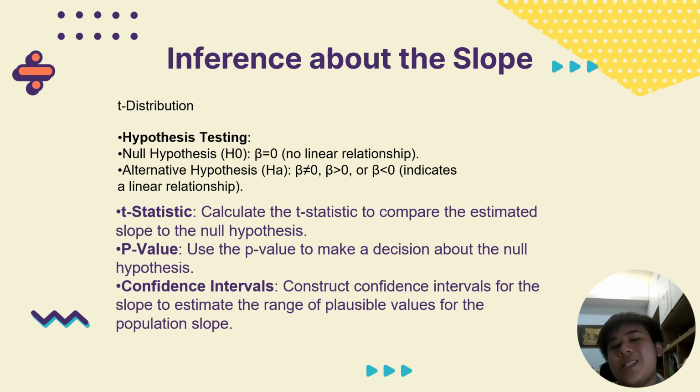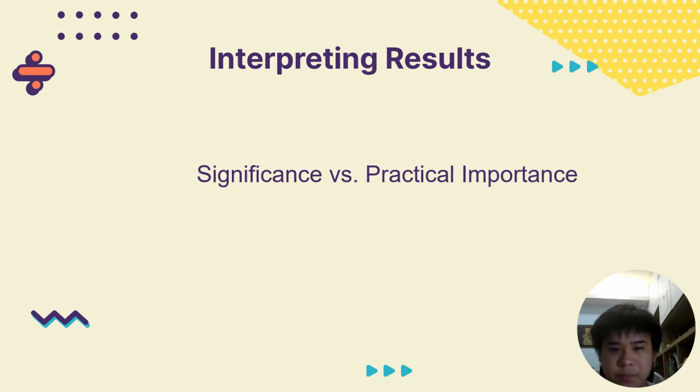T-statistic. Calculate the T-statistic to compare the estimated slope to the null hypothesis. Your p-value, you'll be using the p-value to make decisions about the null hypothesis. Last but not least, the confidence interval. You'll need to construct a confidence interval, which now should be a piece of cake for you, for the slope to estimate a range of plausible values for the population slope.